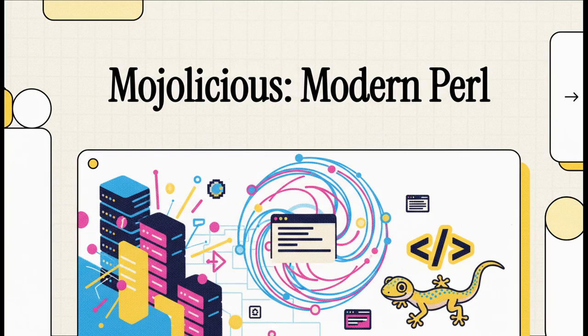Hello and welcome. Today we are diving into a really powerful and, I gotta say, genuinely fun piece of tech in the world of web development. It's called Mojolicious. It's a real-time web framework for Perl, and it has this awesome reputation for being both super simple and incredibly capable. So yeah, let's get right into it.